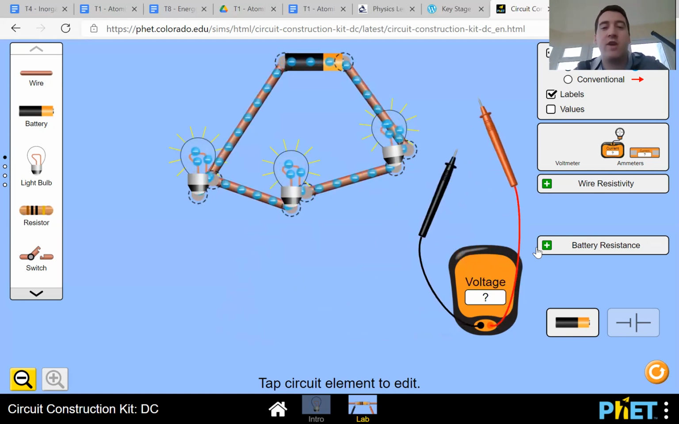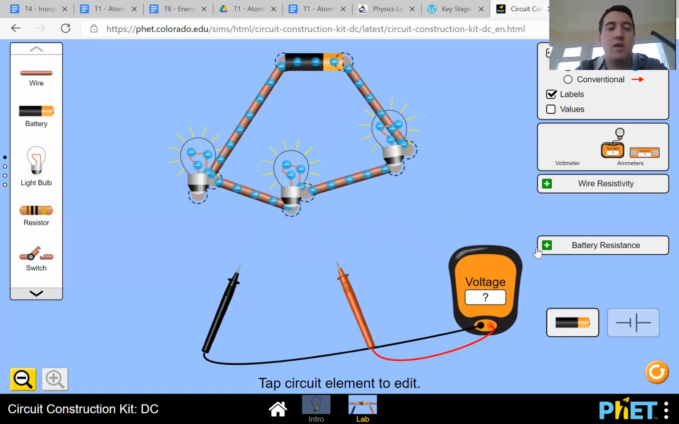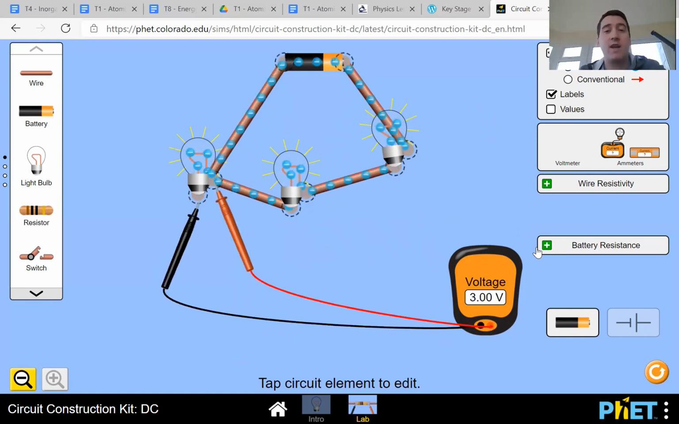Well, let's check the battery. Potential difference across the battery is still 9 volts. This is a 9 volt battery. It supplies a potential difference of 9 volts. Each bulb, let's check, bulb A. Now it's 3. So that 9 now has been split by 3 bulbs.